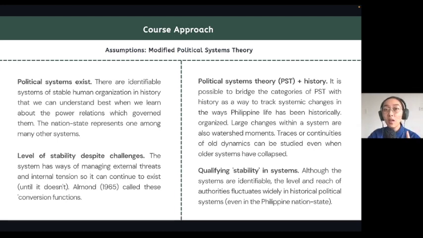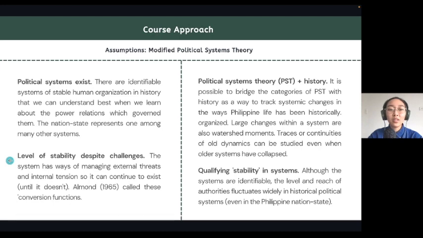Okay. Very, very first assumption. Political systems exist. They are identifiable systems of stable human organization in history that we can understand best when we learn about the power relations which govern them. The nation state represents one among many other systems. So there are different containers for politics, and one form of container is the nation state.